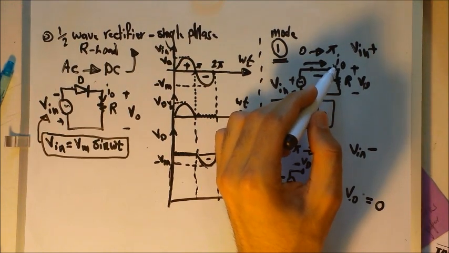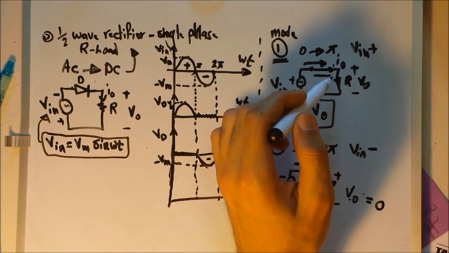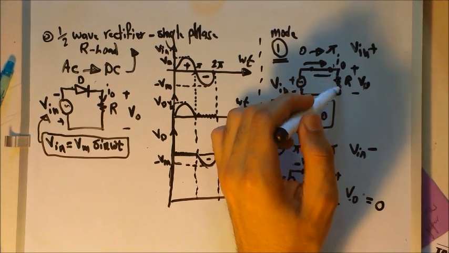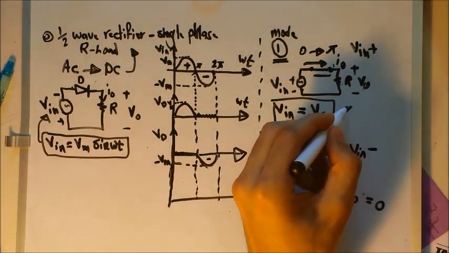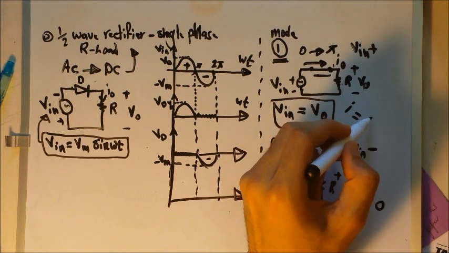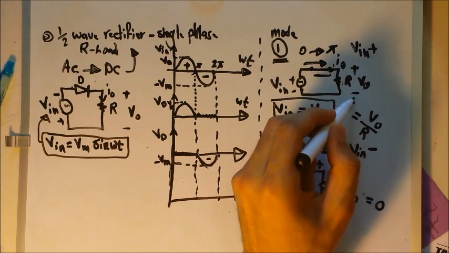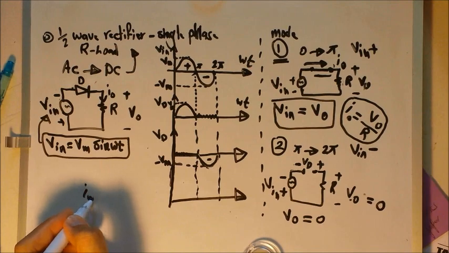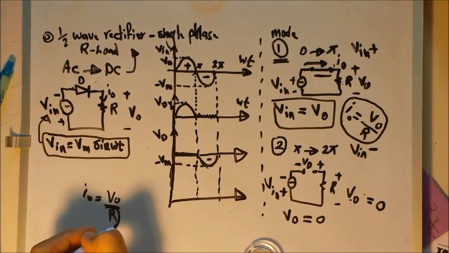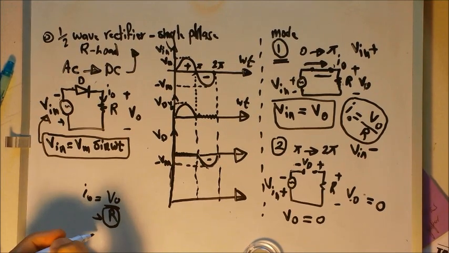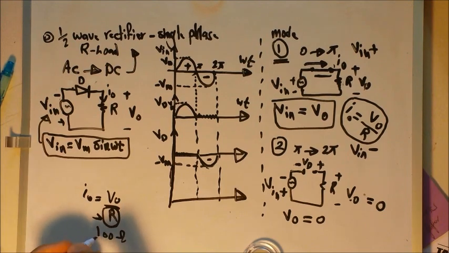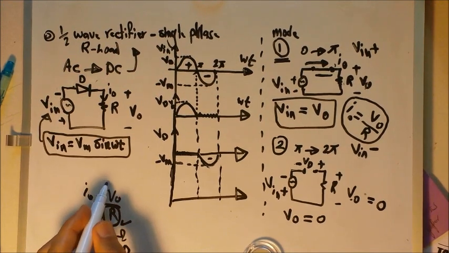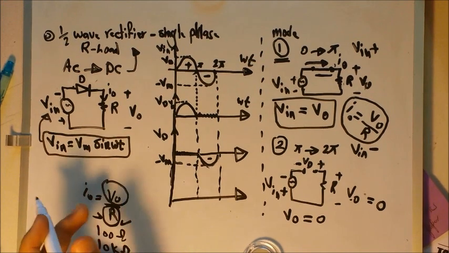So the output current is the current in the resistor. So I output equals V output over R. This depends on the value of R. Usually R is like 100 ohm, or maybe like 10 kilo ohm. This means the output is not going to be too big.